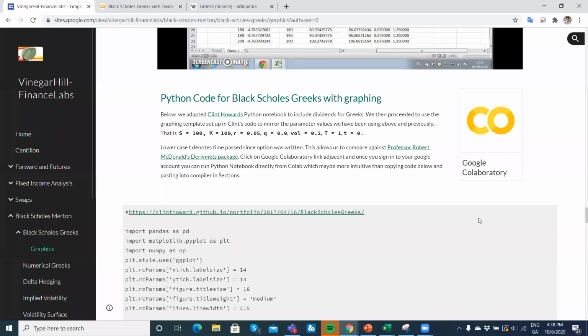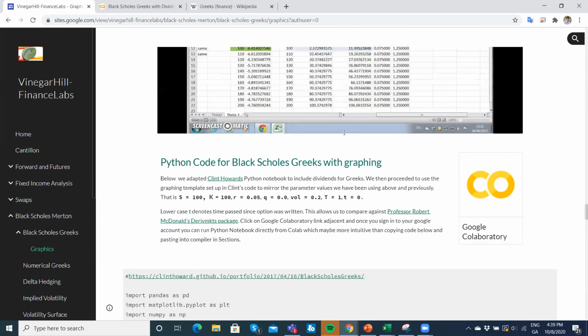So in this video clip, we're going to take a look at some Python code for graphing Black-Scholes Greeks. And the Black-Scholes Greeks capture parameter sensitivity. So as we change different underlying parameters, we're trying to investigate the effect on the value of the option as predicted by the Black-Scholes model.